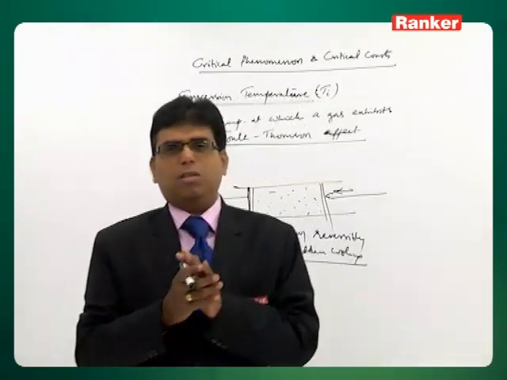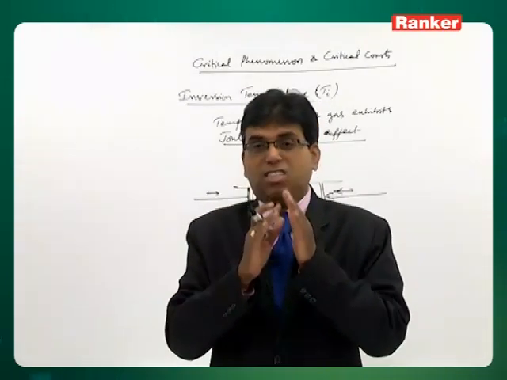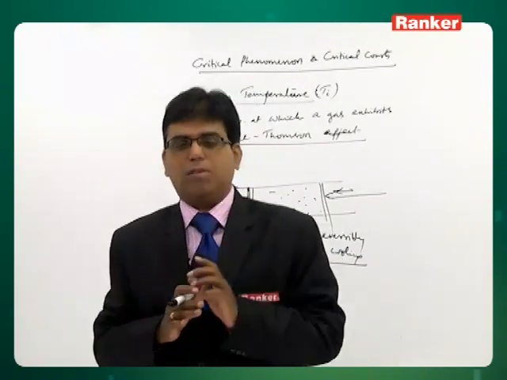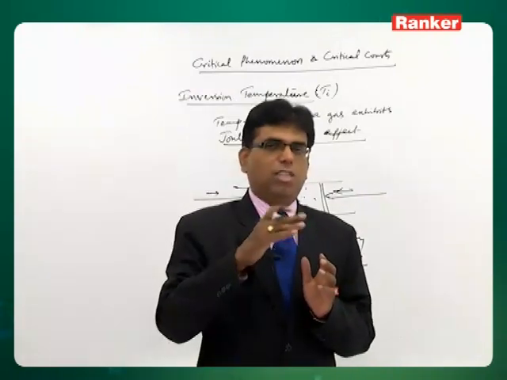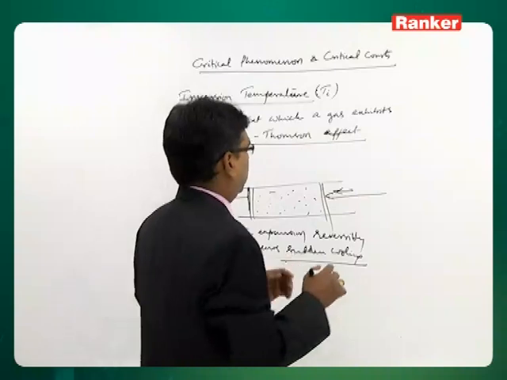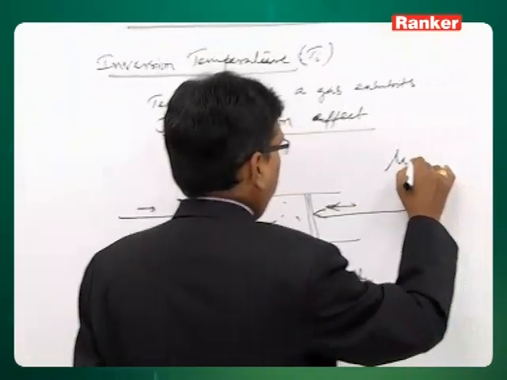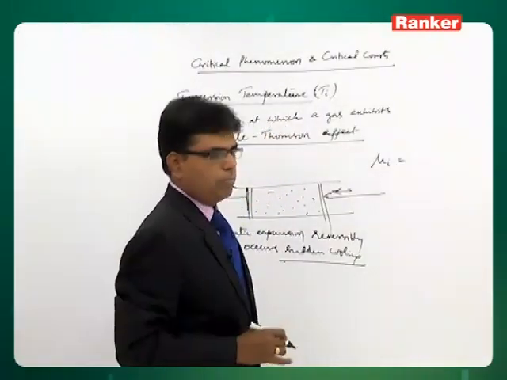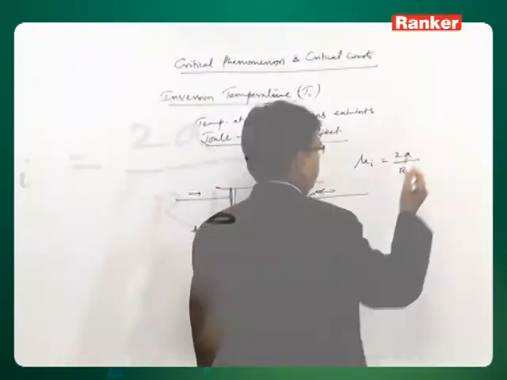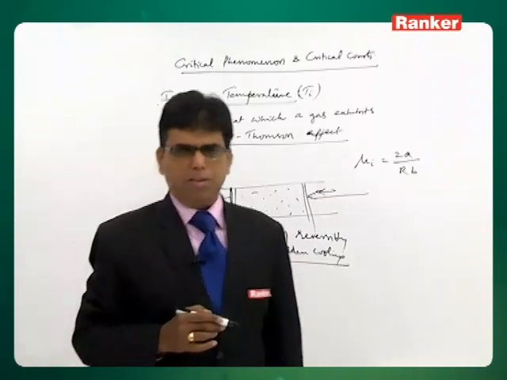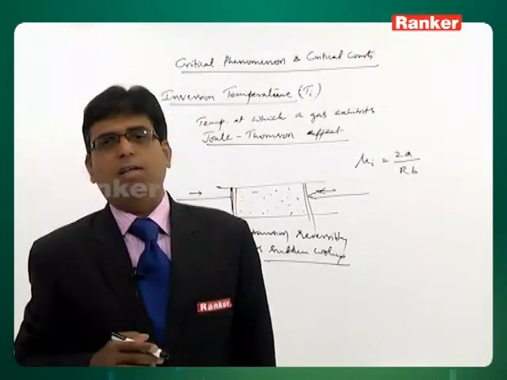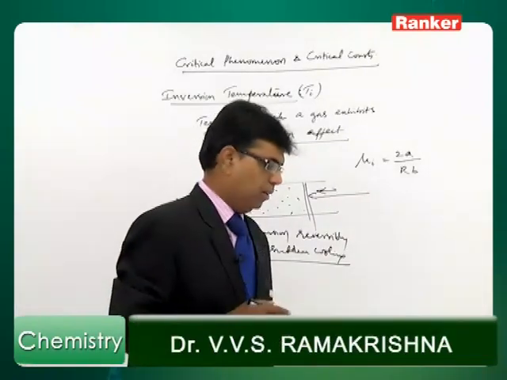Now what is inversion temperature? The temperature at which exactly a gas exhibits this Joule-Thomson effect. The temperature at which a sudden cooling or heating effect takes place is what is called the inversion temperature. For any gas, inversion temperature is equal to 2A by RB. For any given gas, the inversion temperature is determined as 2A by RB.